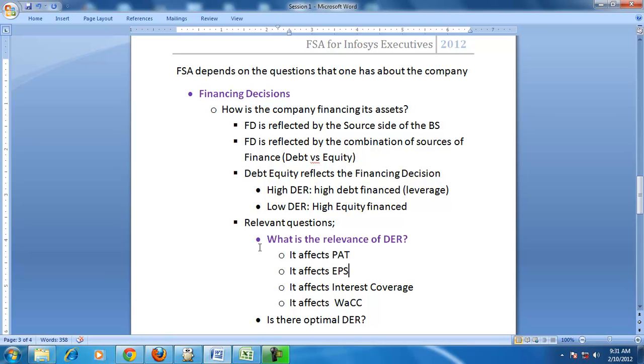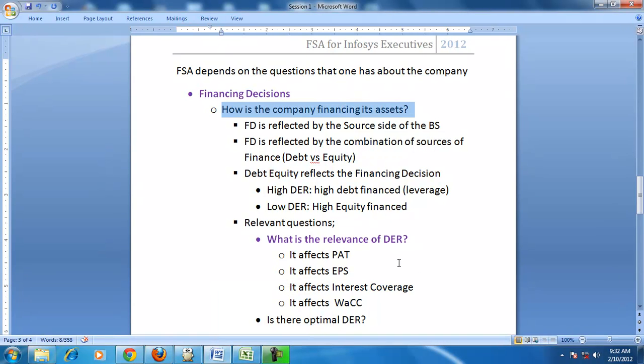So whenever we want to answer this question, how is a company financing its assets, don't stop there. After finding an answer to this question, you have to examine how the debt equity ratio is affecting PAT, EPS, the interest coverage ratio, and the weighted average cost of capital.